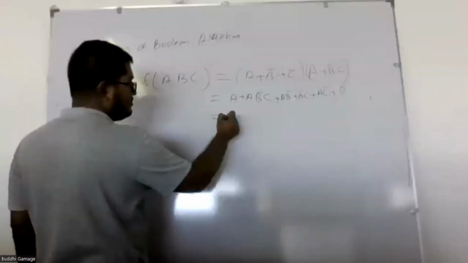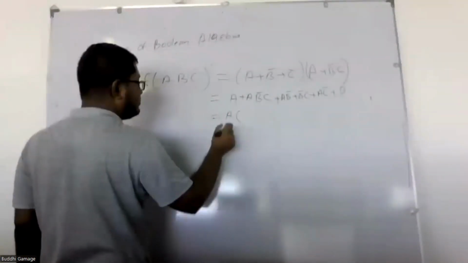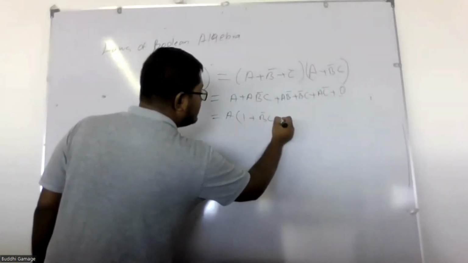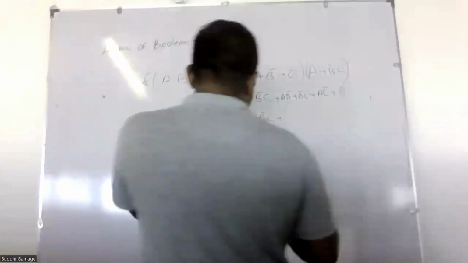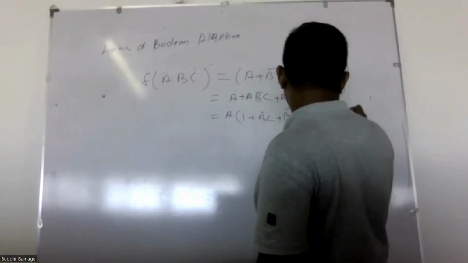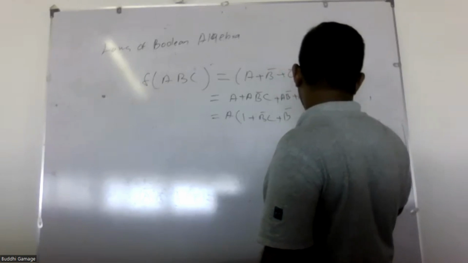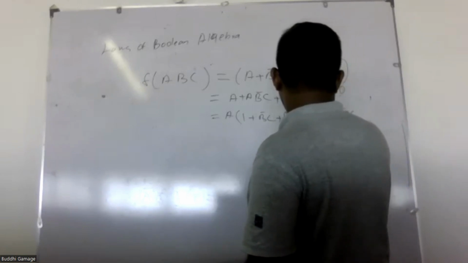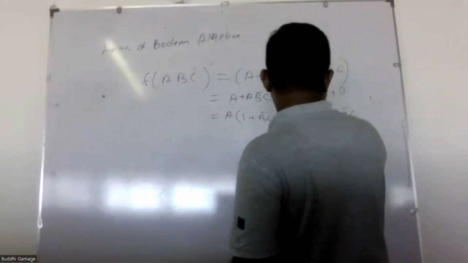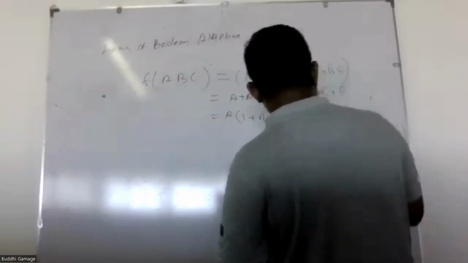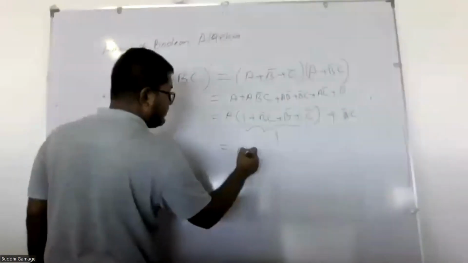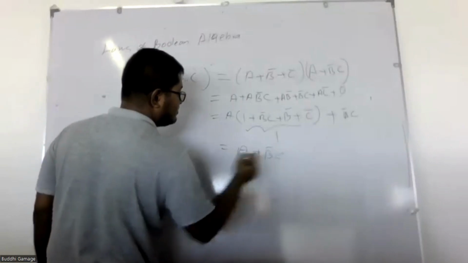What is not going to be zero? There is A. So what can we do? We can take out this A. So it's A into 1 plus B bar C plus B bar, the B bar C will remain, and B bar. So this whole thing will be 1. Output will be A plus B bar C.